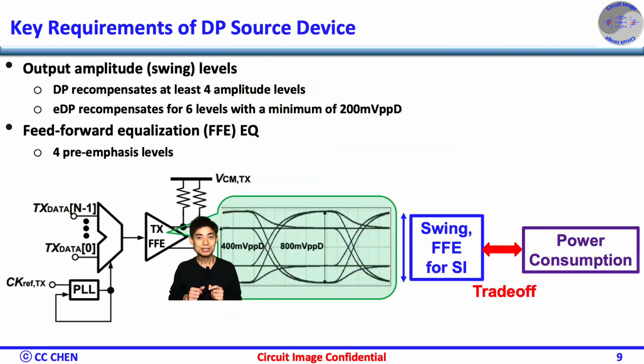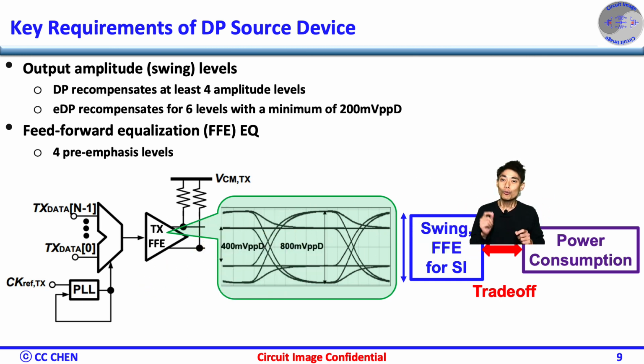For the DP source device, not only the output swing level should be adjusted, but also the equalization level of the FFE can be programmable. What would be the use case here? Right, we have a trade-off between power consumption and signal integrity.